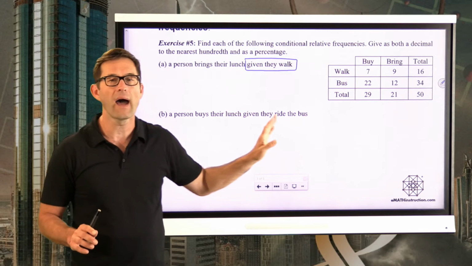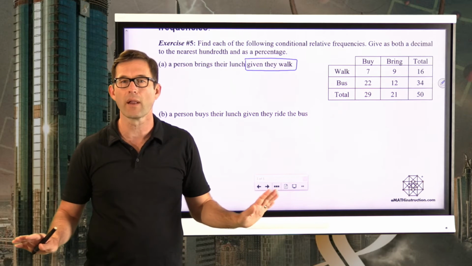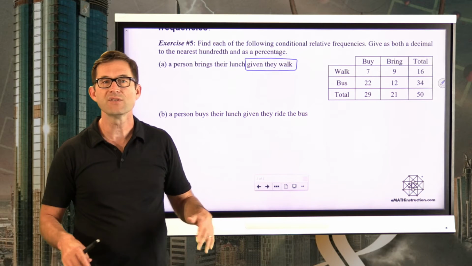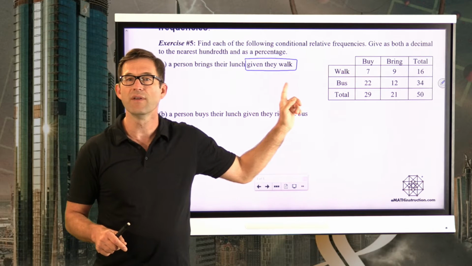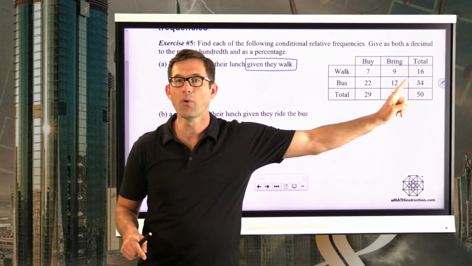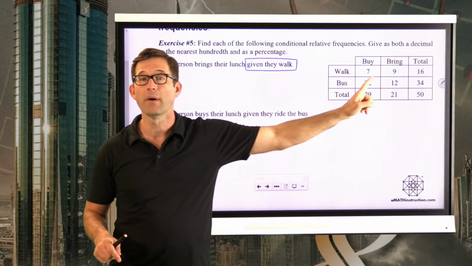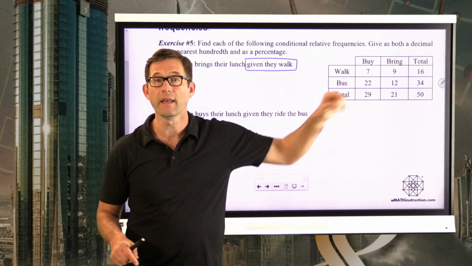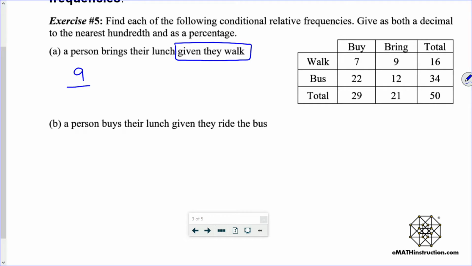And what that means is I don't want to think about any of the people that rode the bus. They are totally irrelevant in this problem, right? This is really almost a probability thing. A person brings the lunch given they walk. Well, how many people walked? 16. Of the people that walked, how many brought their lunch? 9. And therefore, the answer here in terms of a fraction is 9/16.